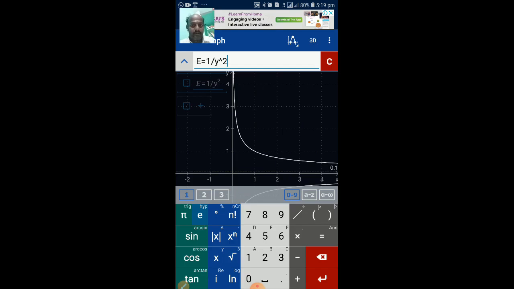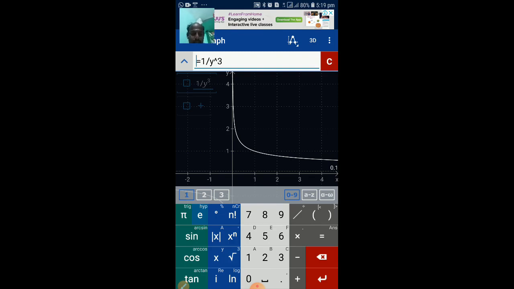Now instead of x squared, I am going to write cube. Now look at the graph. So the previous one is for the electric field due to a point charge, and this one is the electric field due to a dipole. By the way, I am going to write V, the electric potential.